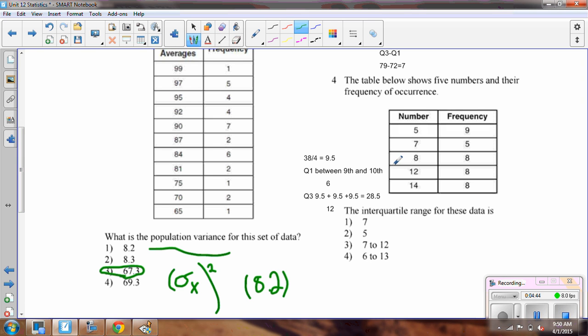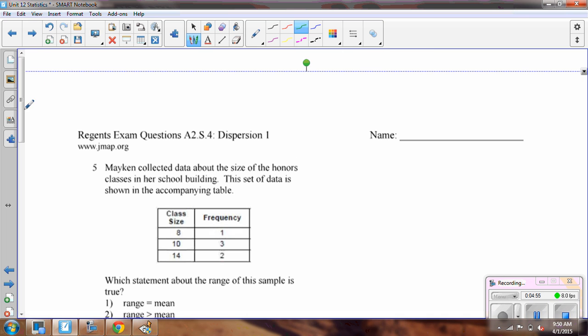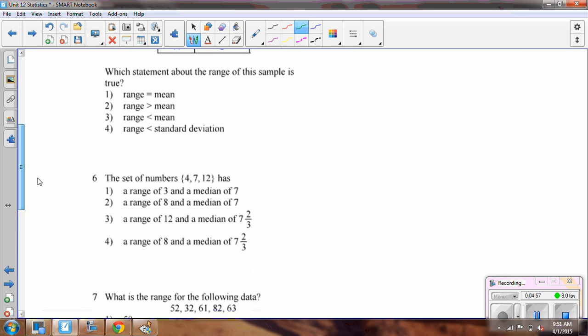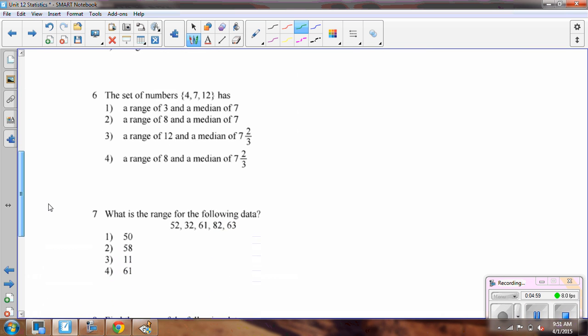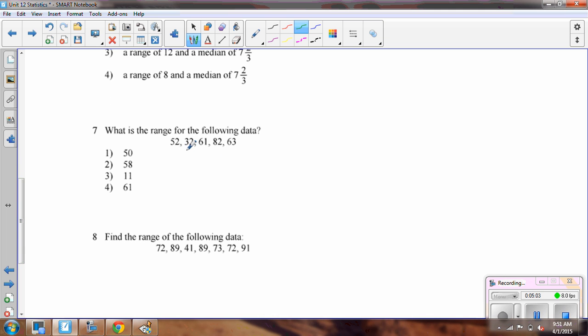Okay, we did this question on the last video, and this question up here as well. So let's move on to the next page. This is more information of just quick and easy things like how do you find the range? Remember, it's the highest number, subtract the lowest number.